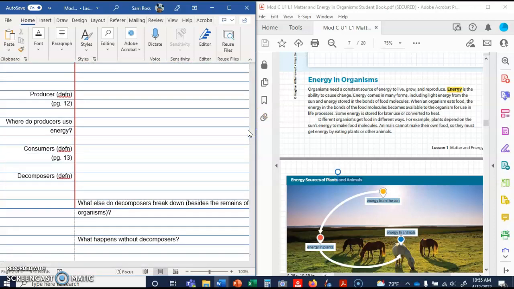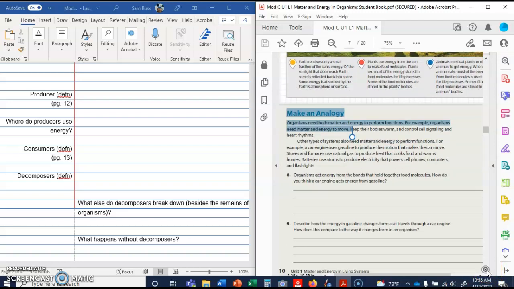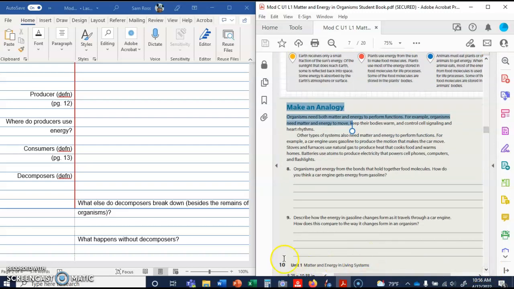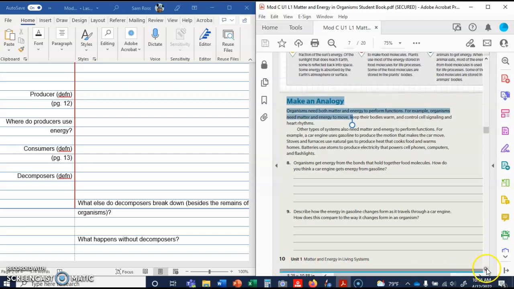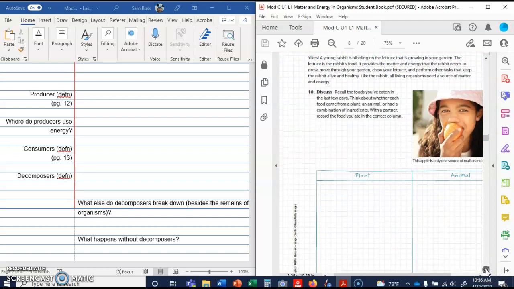All right, now we're on page 12 looking for the definition of producer. Let's see if we can get this down. So that's 10. We see here in the corner that that's page 10. That means this is page 11.